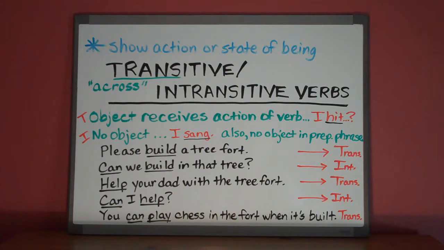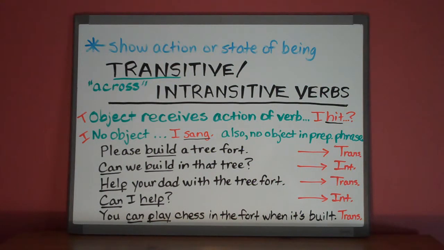So, for example, if I said, I ran in a marathon, the verb ran is intransitive because the prepositional phrase in a marathon follows the verb. However, if we said, I ran a race, the verb is transitive. Let's take some more examples for practice. Use the verbs build, help, and play as both transitive and intransitive verbs.